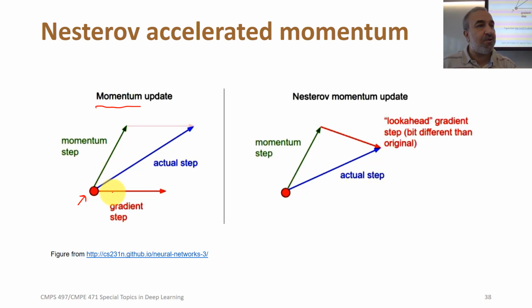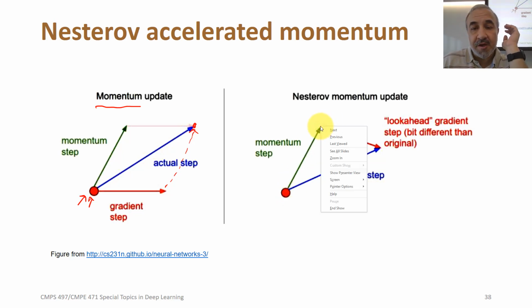From linear algebra, when we add two vectors, so we are here, right? If we go through this direction plus the momentum direction, we will reach this point, right? That's the momentum. Now with Nesterov, what's the change? We are at this point, where is the direction of the momentum? The green one. If we take the momentum direction, we will reach this point. If we only take the momentum direction, we reach this point.